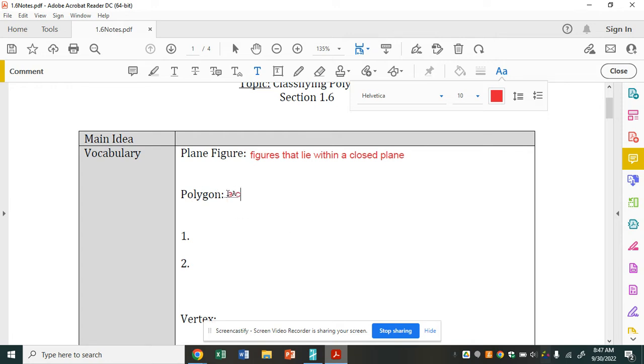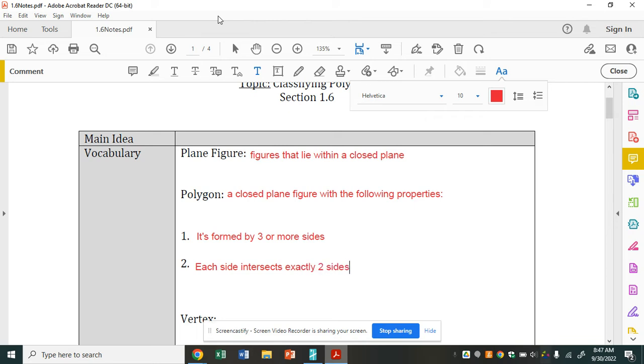And a polygon is a closed plane figure with the following properties. The first property is that it's formed by 3 or more sides. And the second property is that each side intersects exactly 2 sides. That means it intersects one at each endpoint, so that no 2 sides with a common endpoint are collinear.